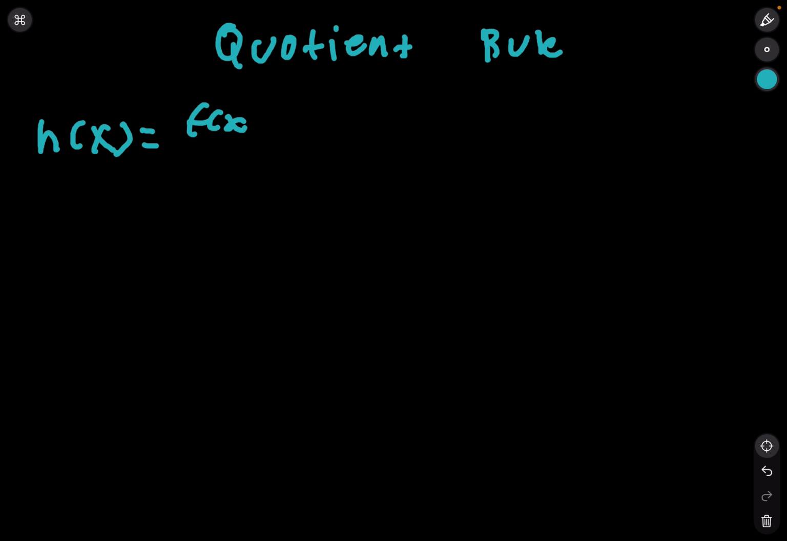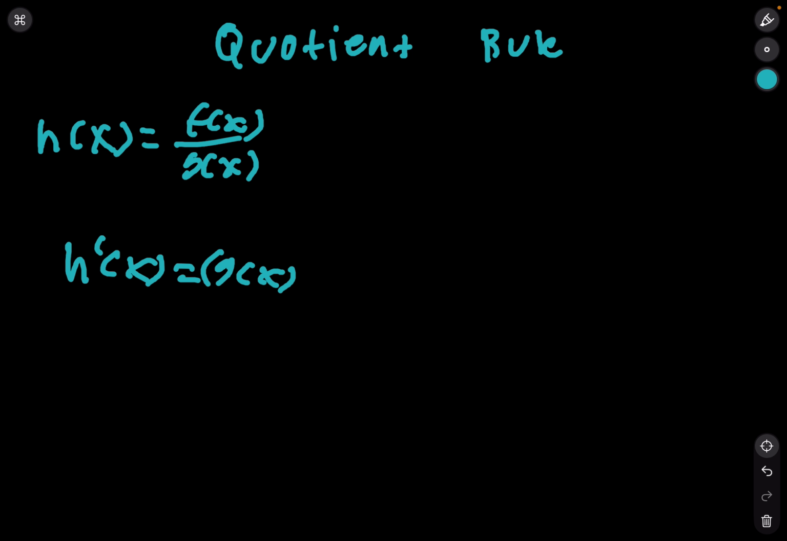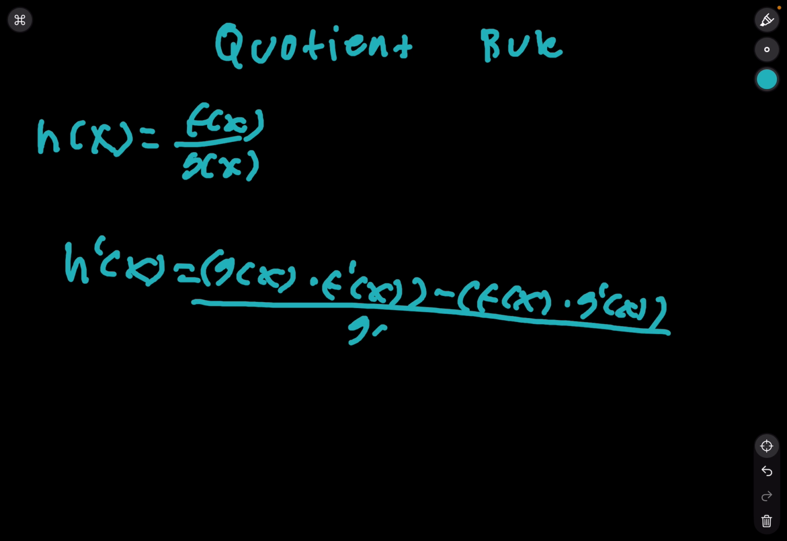And now we're gonna get into quotient rule. Quotient rule is essentially a similar thing. It's just when you have an h of x equal to f of x over g of x. So from here, in order to take the derivative, h prime of x is equal to g of x, and we're going to put parentheses here because it's kind of long, g of x times f prime of x, minus f of x times g prime of x, all over g of x squared.